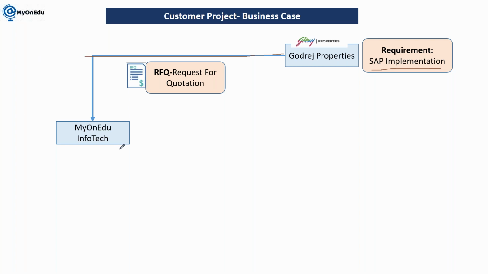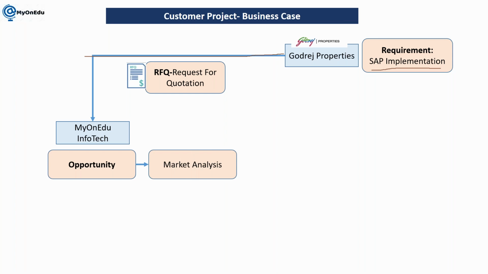Once it comes to us, myvandu.com, we will consider it as an opportunity. If we have already implemented SAP internally in myvandu infotag, we can manage the opportunity in the CRM system. In the opportunity we will maintain who is my customer, what is the requirement, and what is the timeline. All these things will be mentioned there.